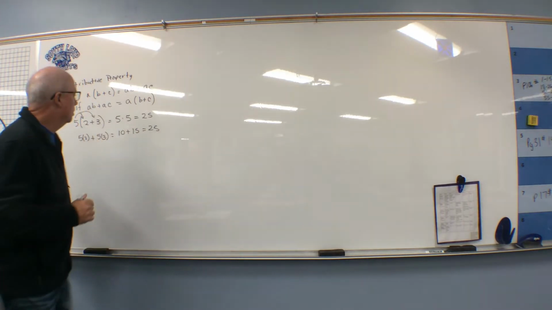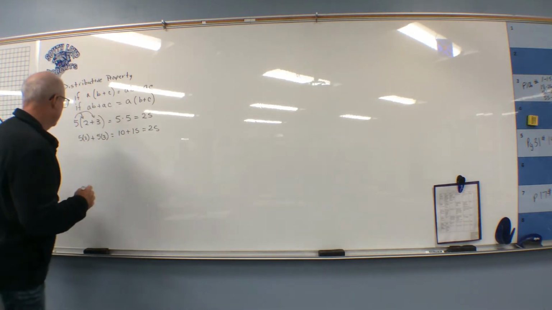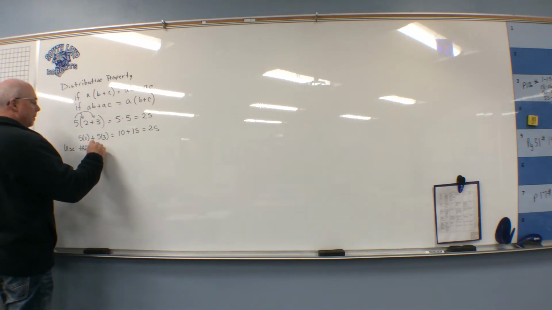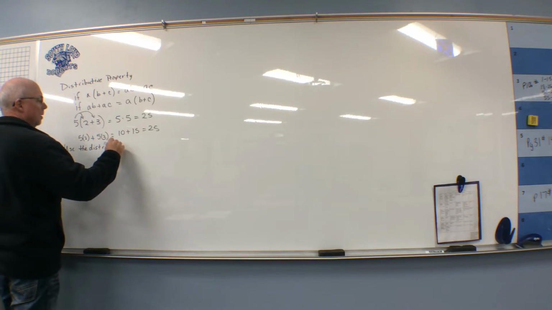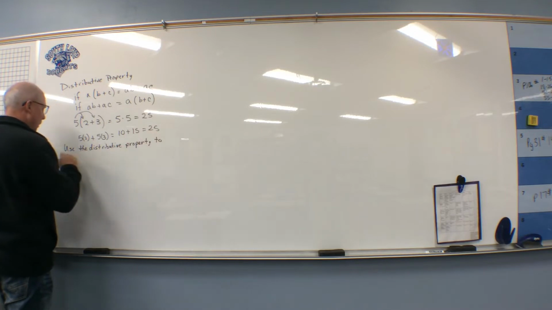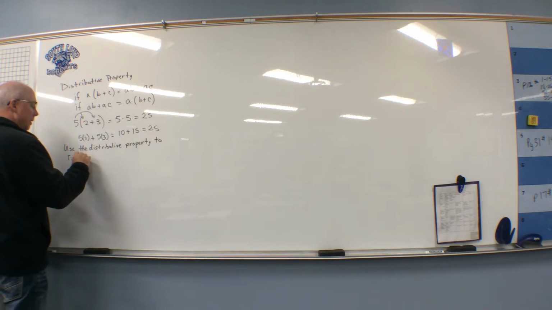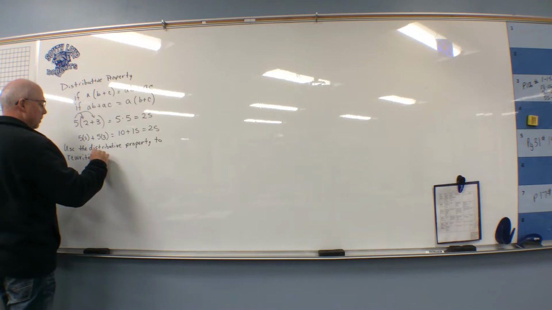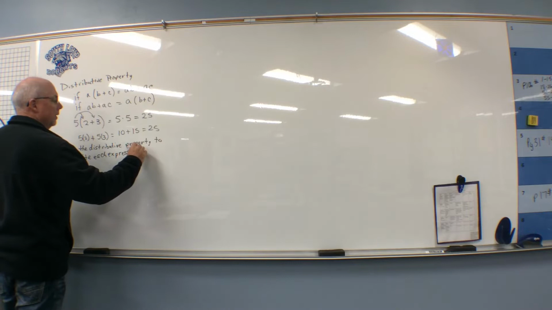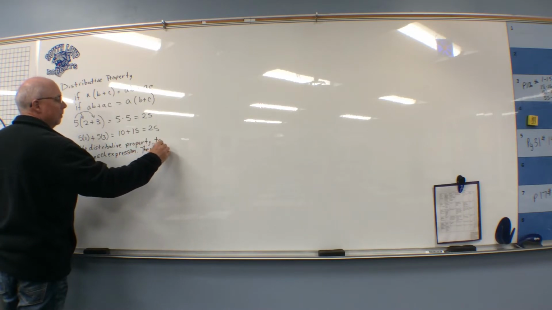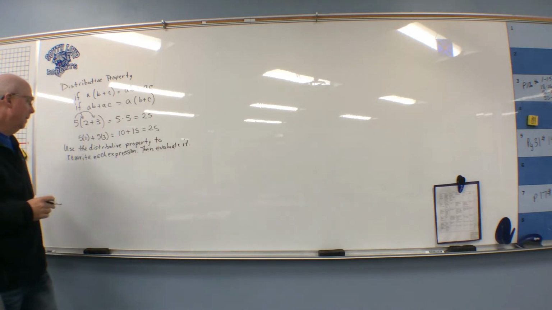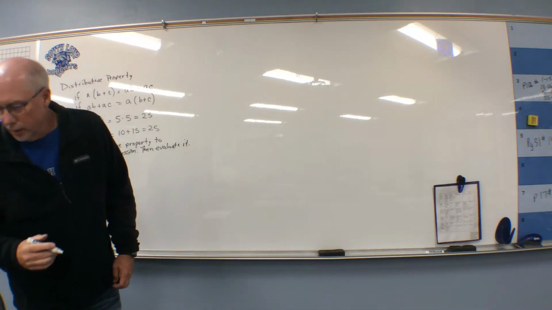So the directions will say, use the distributive property to rewrite, the word is rewrite, each expression. And then it will say, then evaluate it. Okay? So we're going to use the distributive property to rewrite each expression, and we're going to evaluate it.